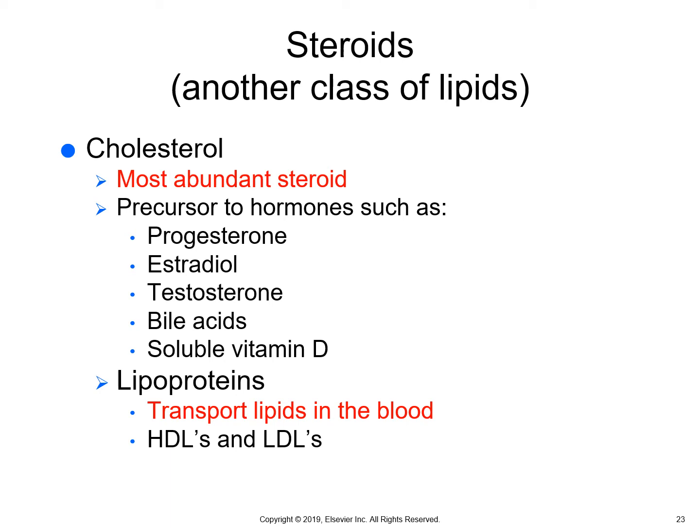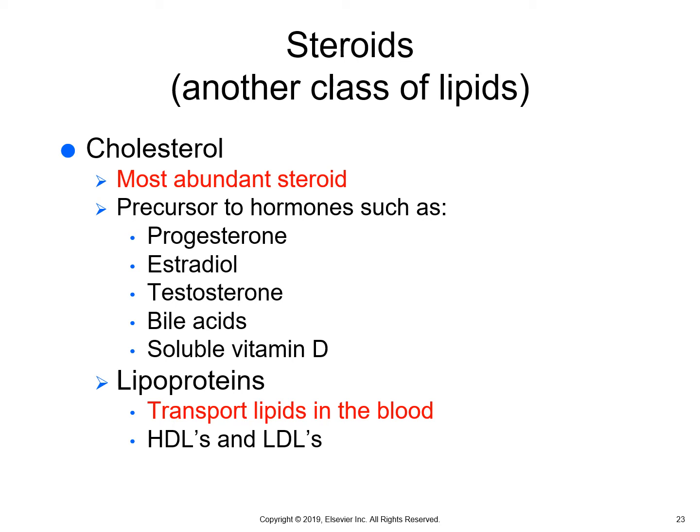Steroids. This is another class of lipids. Cholesterol is the most abundant steroid in our body, and it is a precursor to hormones such as progesterone, estradiol, testosterone, bile acids, and fat-soluble vitamin D. Vitamin D can also be called a hormone.